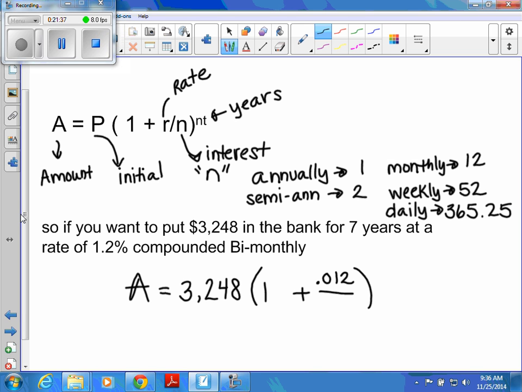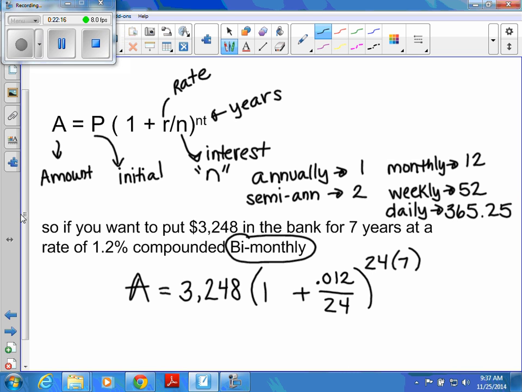Okay, here comes the N. The N stands for how many times a year you get your interest. And in this problem, it's bi-monthly. So what does bi-monthly mean? It means that you get it twice a month, and there are 12 months. So you get it 24 times a year. Okay, are you watching carefully? If N is 24, then this N is also 24 up here. And the T stands for how many years, so you're going to put a 7 next to the 24.